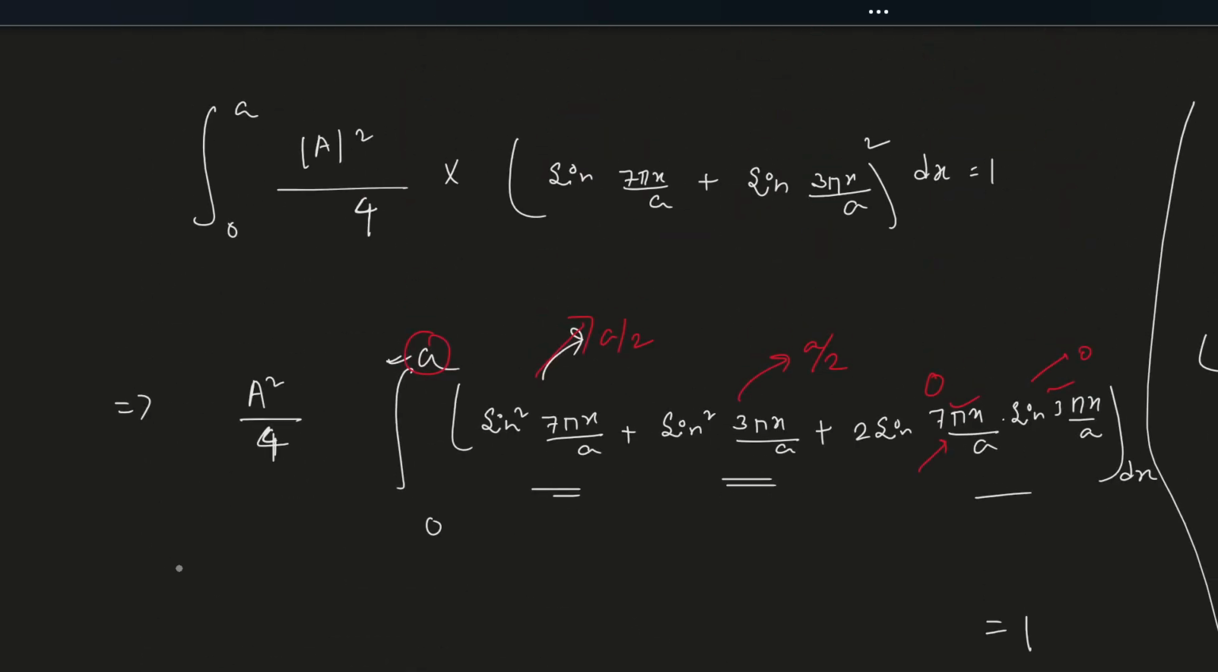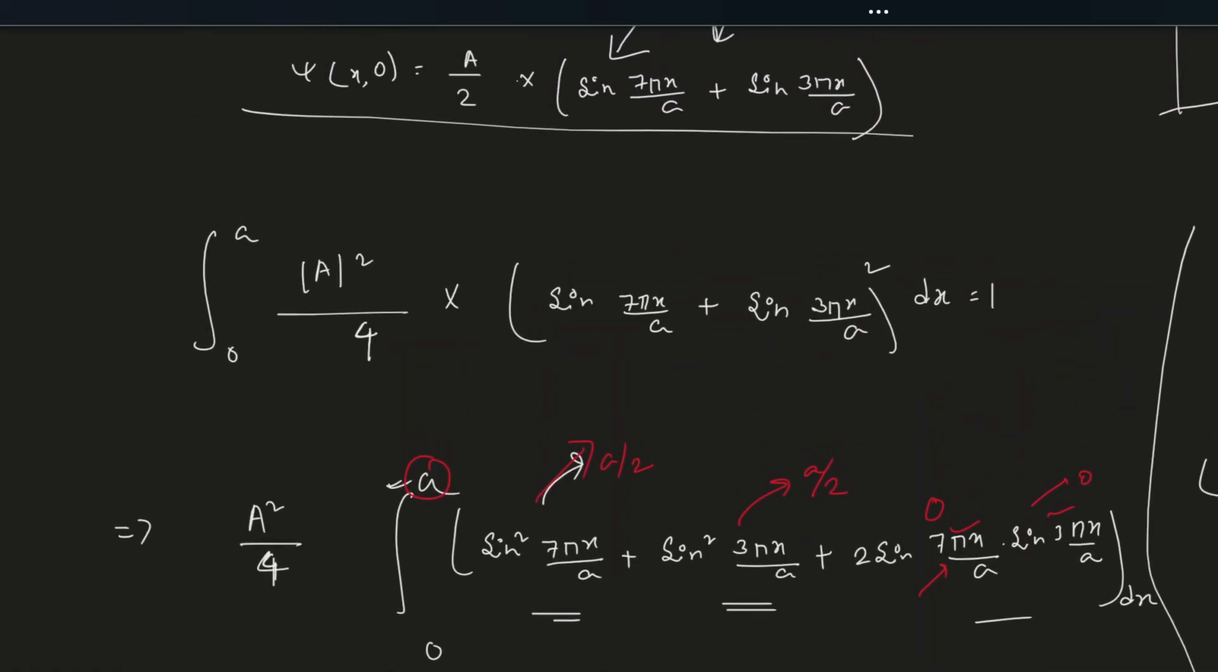Very quickly we get the integral result as A squared by 4. The first integral from 0 to a is a by 2, the second integral is also a by 2, and the third integral is 0. So this whole thing is equal to 1. So then it is A squared by 4 into a equal to 1. So this A is equal to 4 by a, square root, is equal to 2 by root over a.